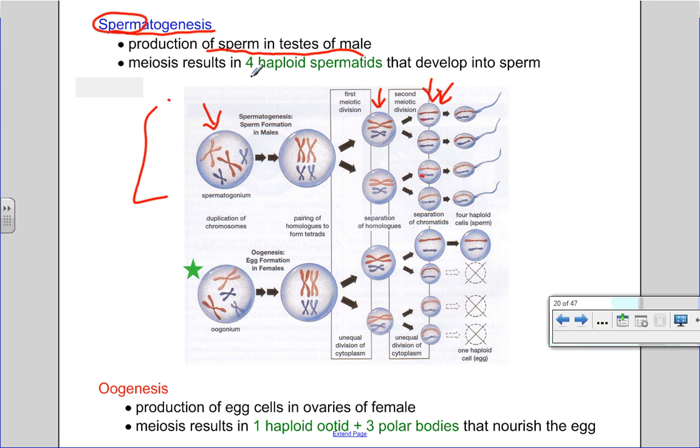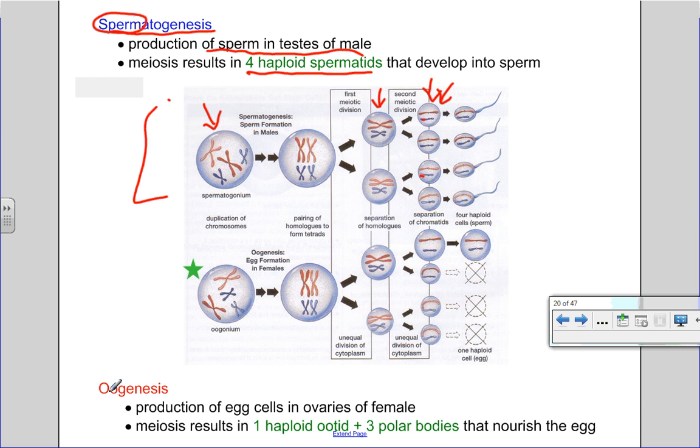So in males, meiosis results in 4 haploid spermatid cells, which have to mature a little bit in order to develop into fully functional sperm. We're going to learn in the next chapter that the part where they're maturing happens not in the testes itself, but in the little part that's around the testes, which is called the epididymis.